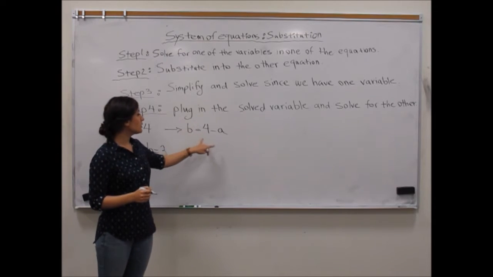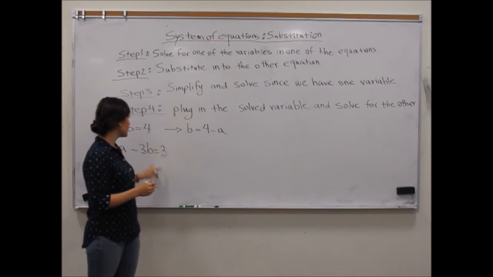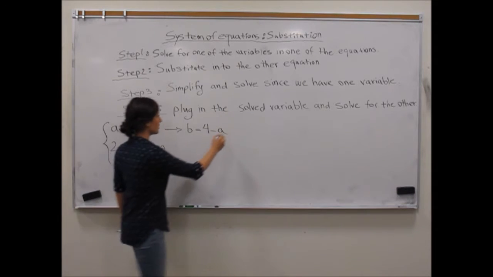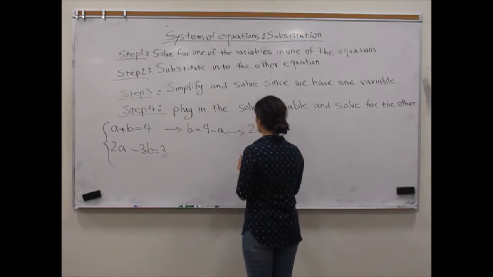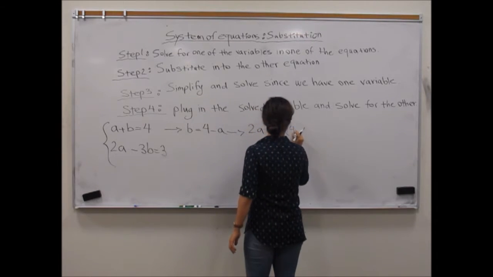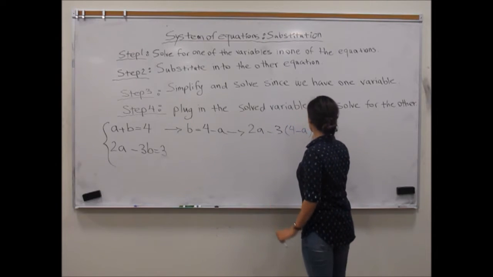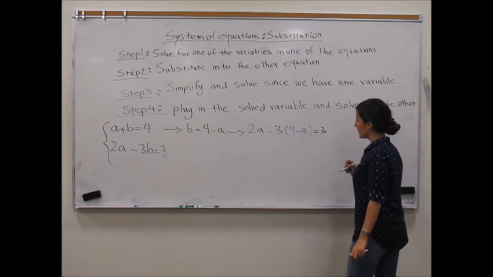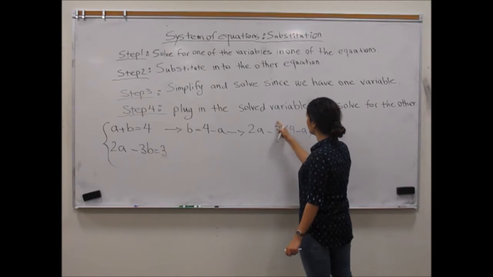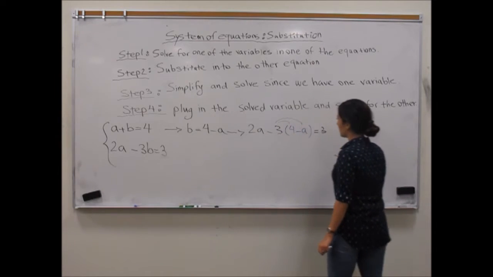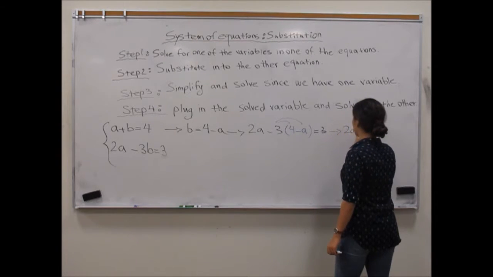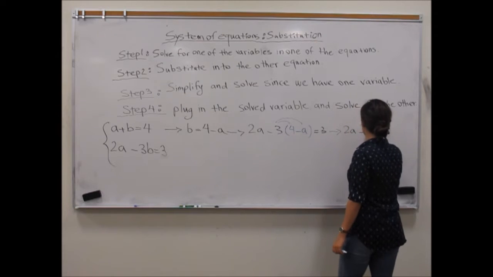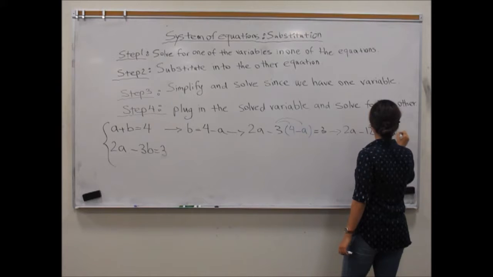And then in step 2, I'm going to substitute this 4 minus a instead of b in the second equation. So I would have 2a minus 3. Instead of b, I'm going to write the 4 minus a equal 3. And then in step 3, I'm going to simplify it a little. So I'm going to have to distribute this 3 into this parenthesis. So that would be 2a minus 3 times 4 is 12, and 3 positive 3a equal 3.